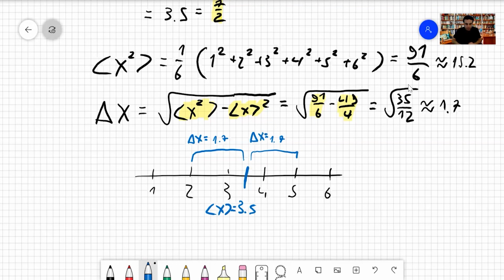And again, it kind of makes sense because if I roll a die, I get one number between 1 and 6 with the same probability. So on average, it's going to be 3.5 because that's exactly in the middle between 1 and 6. And the standard deviation is going to be roughly in the middle between 3.5 and 6. Well, not exactly, but you kind of get the idea of what standard deviation means. Any questions?